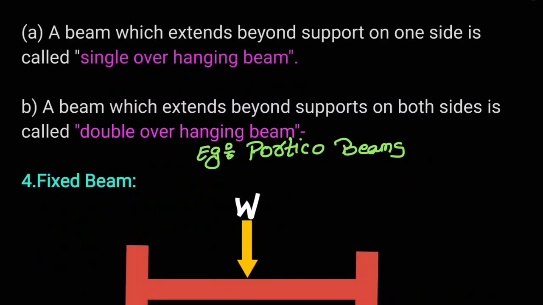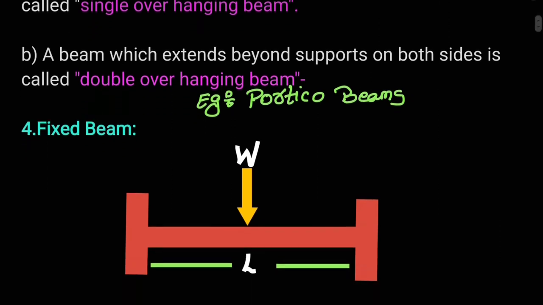One of the main uses of an overhanging beam is in the construction of balconies or overhanging structures. In such cases, the beam extends beyond the exterior walls of the building to provide support for the balcony or other structures.